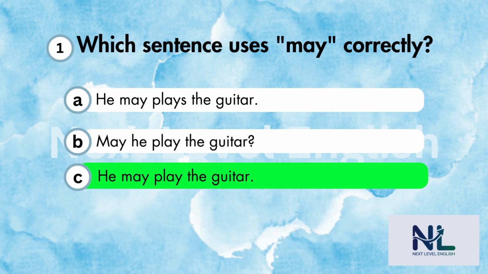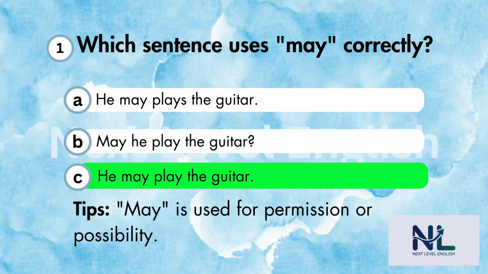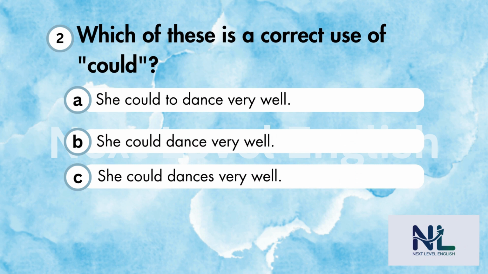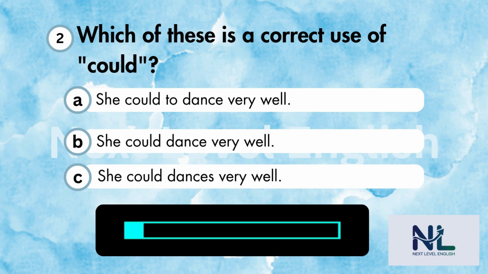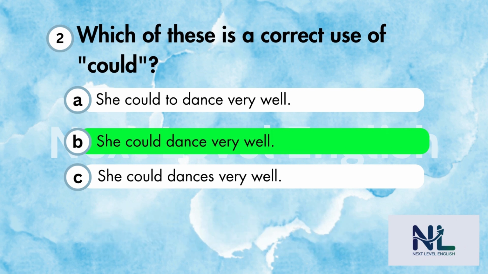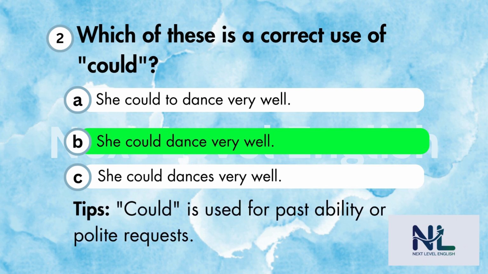He may play the guitar. Tips: may is used for permission or possibility. 2. Which of these is a correct use of could? She could dance very well. Tips: could is used for past ability or polite requests.